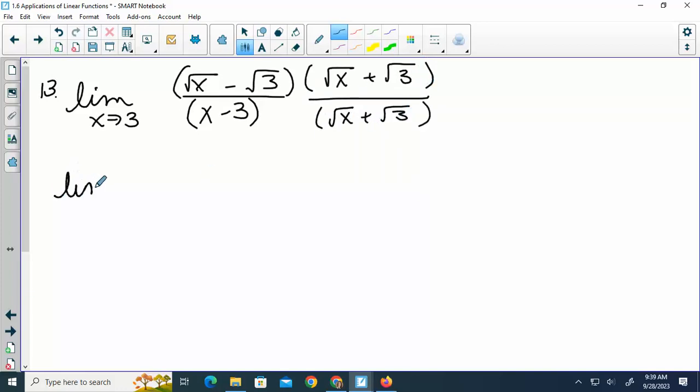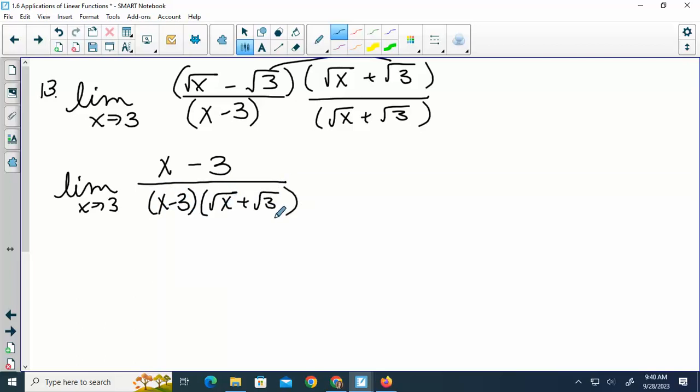So on the top, if we distribute, radical x times radical x would just be a plain x. Plus radical 3x and minus radical 3x cancel. Minus radical 3 times radical 3 is 3. Everybody with me there? On the bottom, I am not going to distribute because that x minus 3 is giving me a 0 and I need it to cancel out. And now it does. So we have the limit as x approaches 3 of 1 over square root of x plus square root of 3.